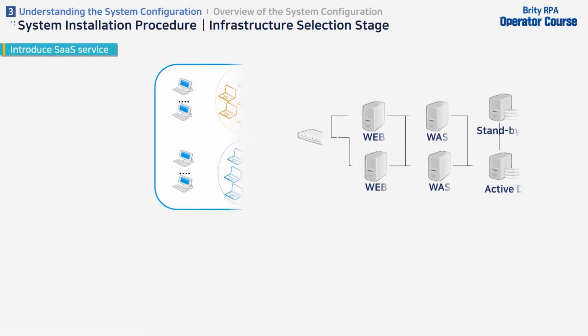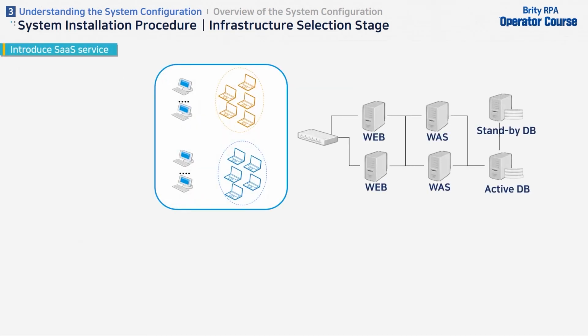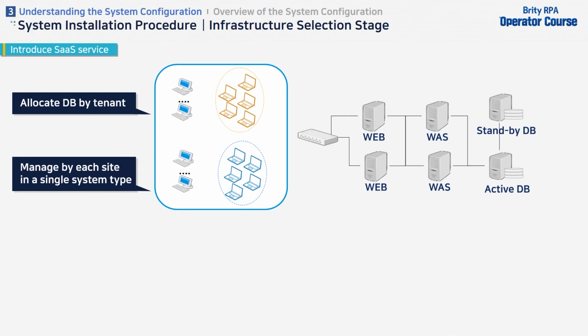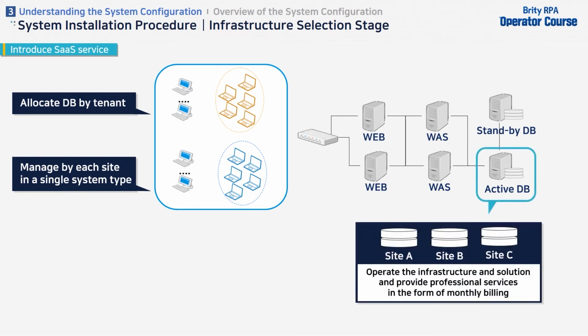The following is the case of introducing SaaS service through a specialized company that supports the RPA system. In this case, tenants are provided for each site without the need to build a separate infrastructure, and they can be operated independently in the form of a single system. In other words, system operating personnel from the specialized companies operate the infrastructure and solutions, and professional services are provided in the form of monthly billing.